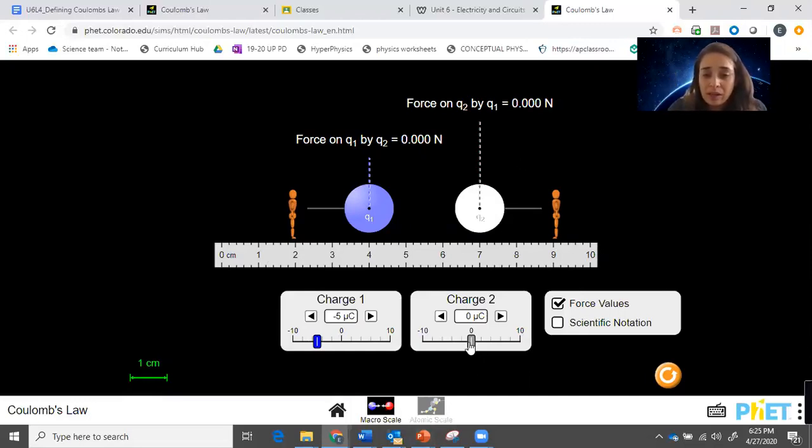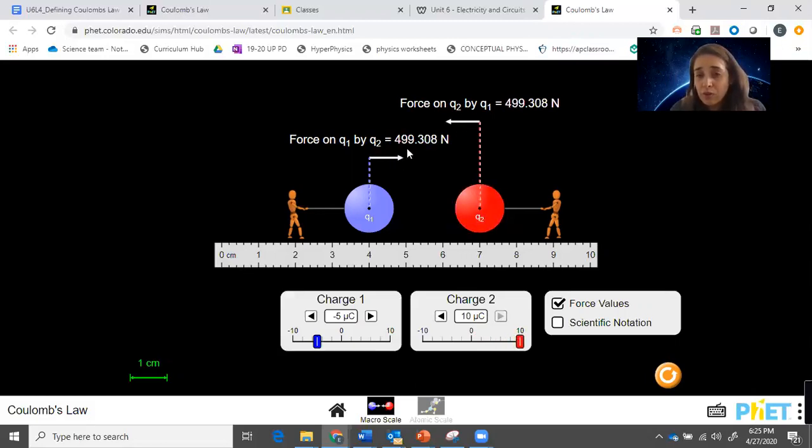So now I'm going to make this charge positive. And now that I make it positive, I see that the forces are starting to increase. So the greater my charge, the greater the forces that I'm seeing here. And the forces are represented both by the numerical value here and also by this vector. So take a moment to note for yourself, in what direction are these two vectors pointing? Right, so they're pointing towards each other.